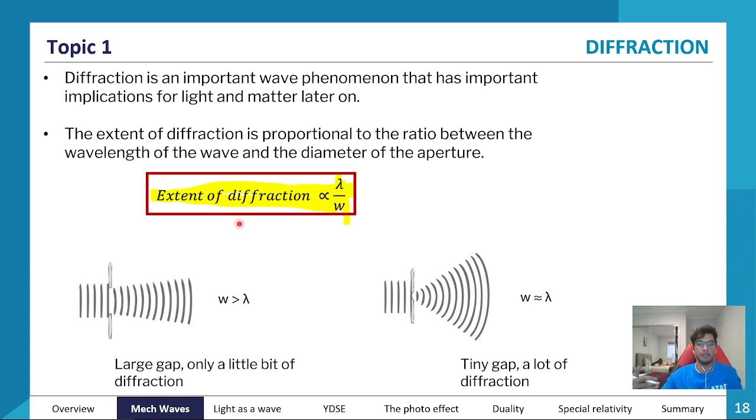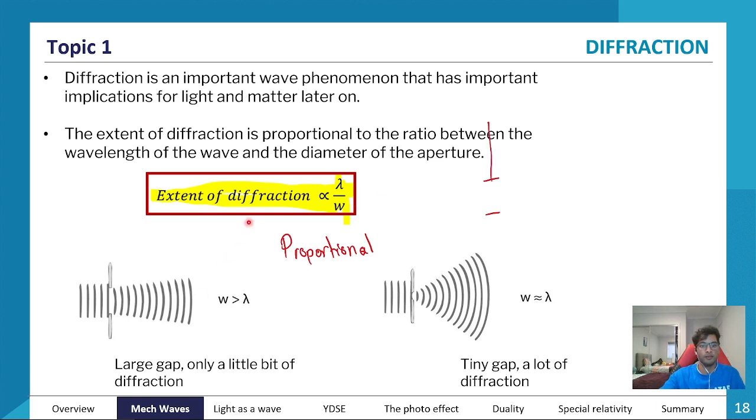Like you can't say, oh, this is diffracting by 200 or this is diffracting by half. Diffraction is sort of like a qualitative thing. You can't really measure it. And that's why we have this sign, which is the proportional sign. So what this is saying is that the extent of diffraction is proportional to the wavelength divided by the width. Wavelength is just the wavelength of the wave, and the width is the distance between the gaps.